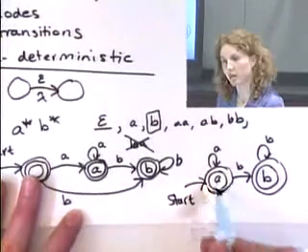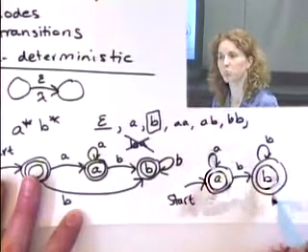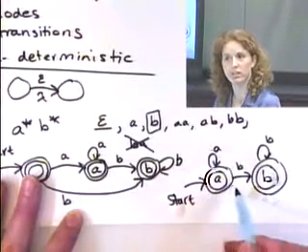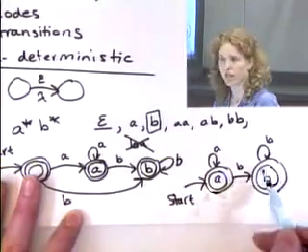Right, so this accepts epsilon. It also accepts any number of A's. If it gets a B, it accepts any number of B's. But if I try to put BA in, it doesn't work, right? So I'm in this state, I get a B. If I get an A, I go nowhere.